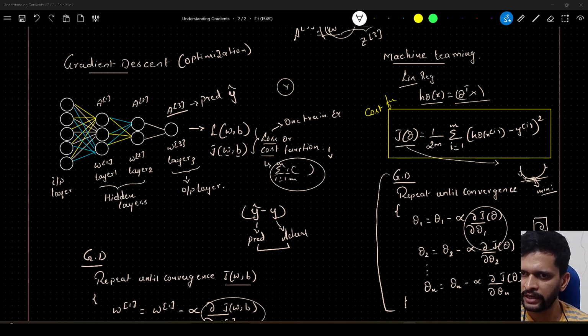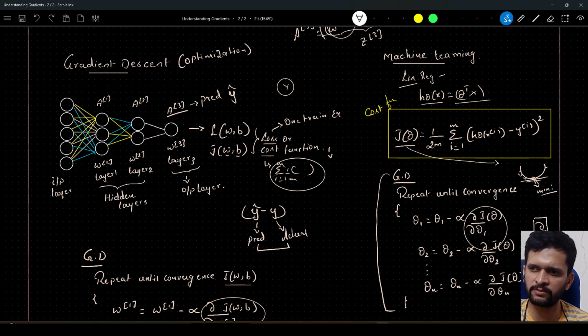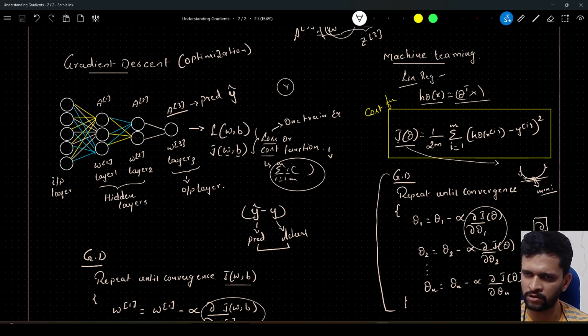Let me quickly recap how gradient descent looks in machine learning. In linear regression, we have our hypothesis theta transpose x, and our cost function is J of theta equal to 1 by 2m summation over i equal to 1 to m. We take the squared difference between the actual and predicted value for all the training examples and take the average. This is also called mean squared error. Our aim is to reduce this cost as much as possible and arrive at the global minimum.